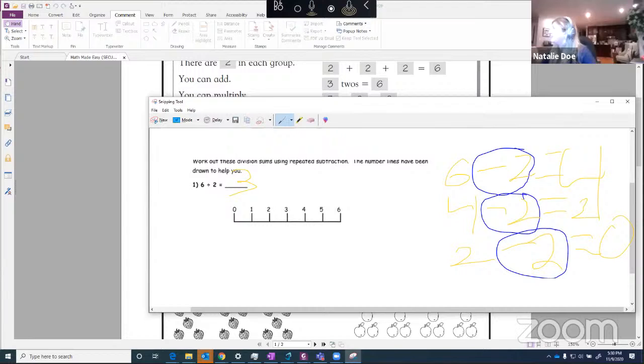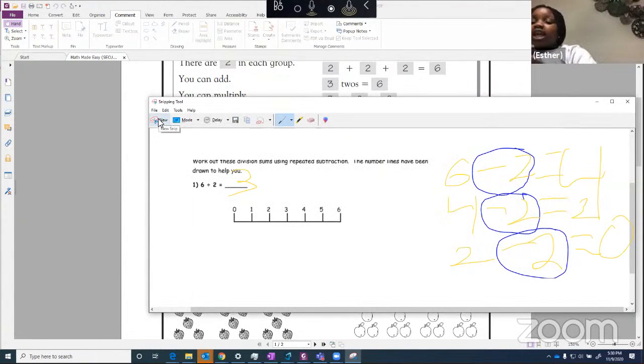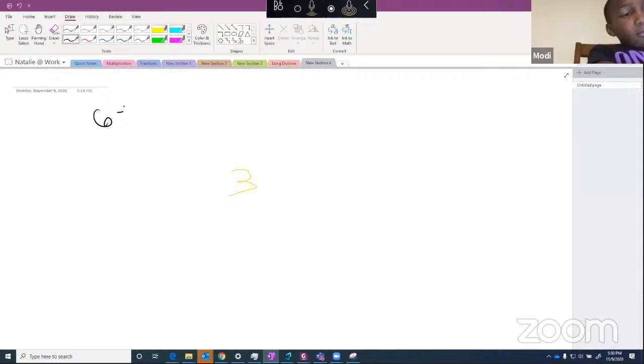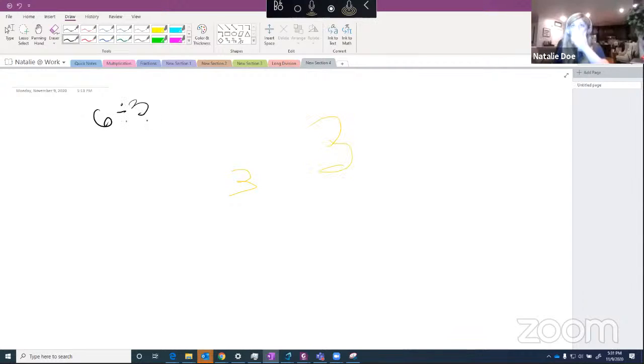All right, let's try another one here. Can I try 6 divided by 3? Sure. All right, 6 divided by 3. So how do you do that with repeat subtraction?